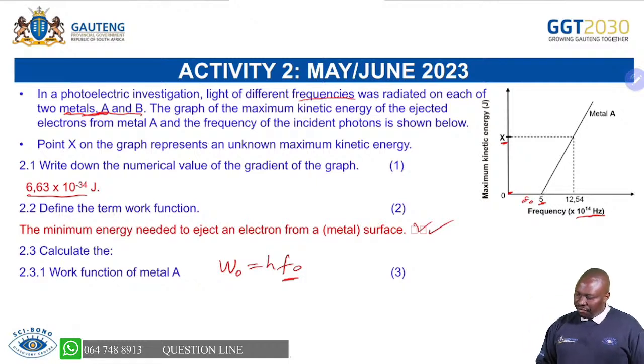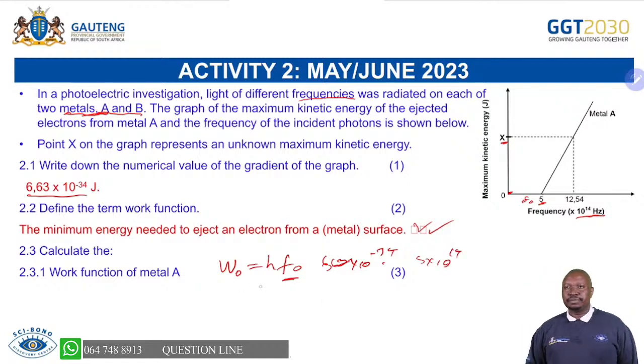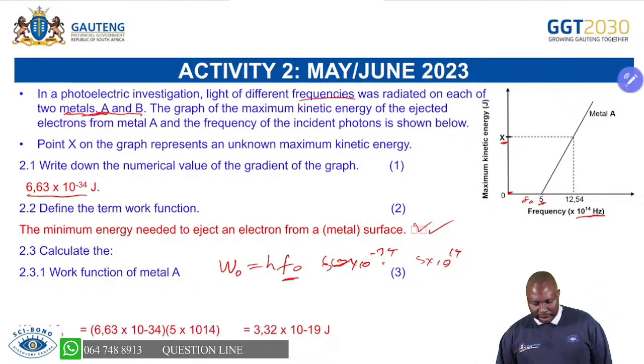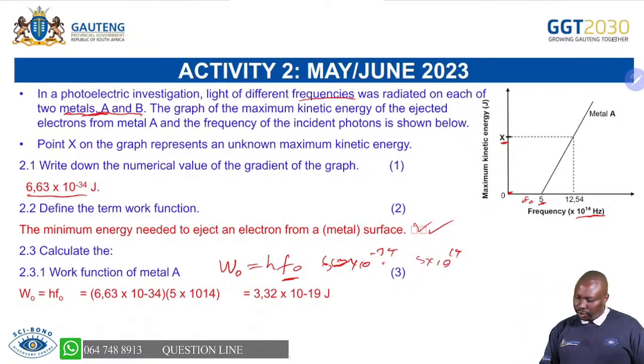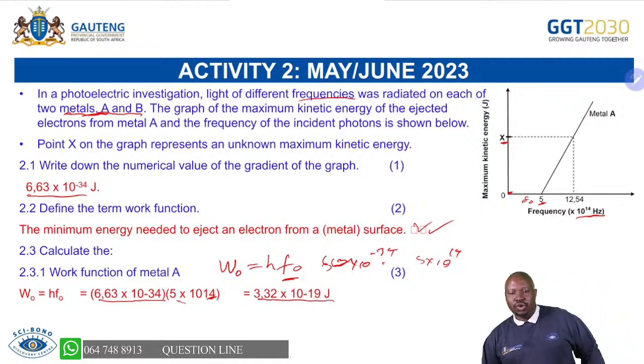So you are able to see that for metal A, that is 5 times 10 to the power of 14. So you know that h is 6,63 times 10 to the power of minus 34. You multiply that by 5 times 10 to the power of 14. Then you are able to calculate your work function, which in this case must be in joules. Remember, it's energy, and energy is calculated in joules. So 6,63 times 10 to the power of minus 34 times 5 times 10 to the power of 14 gives you 3,32 times 10 to the power of minus 19 joules.